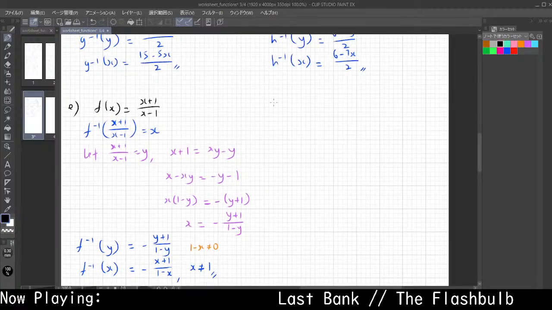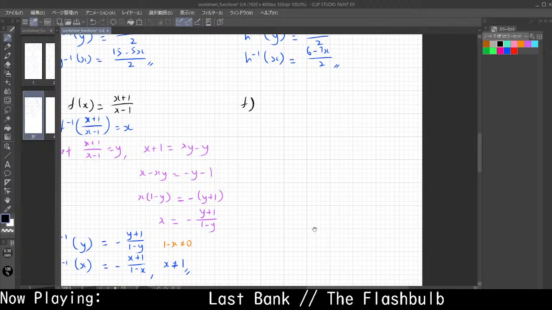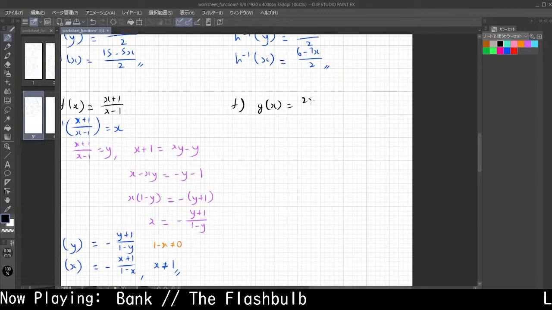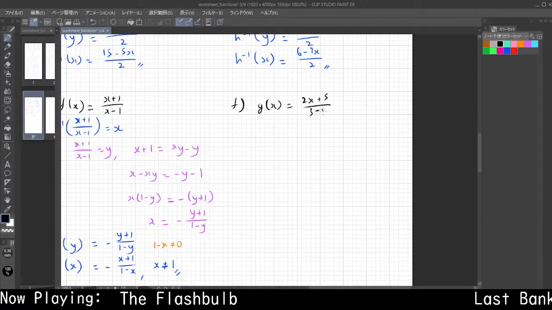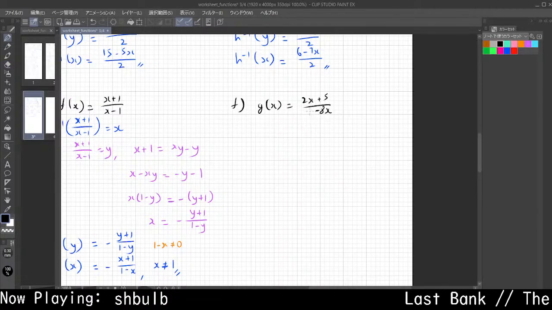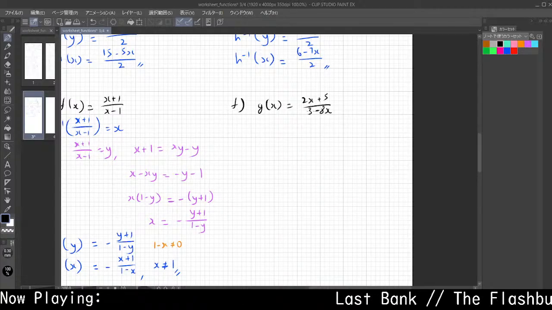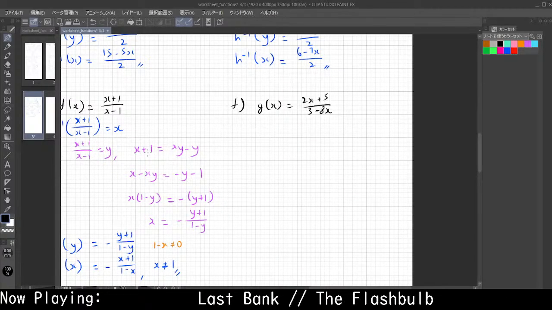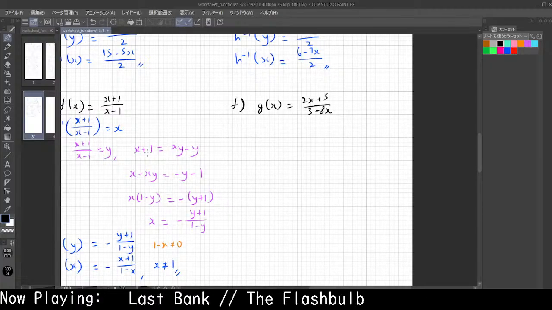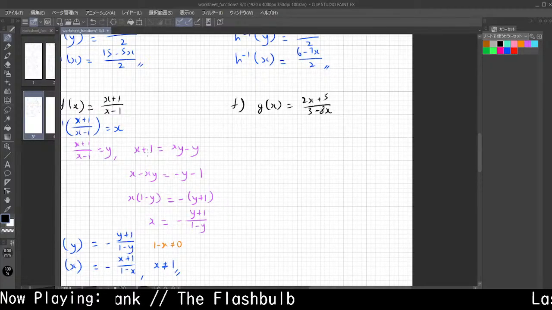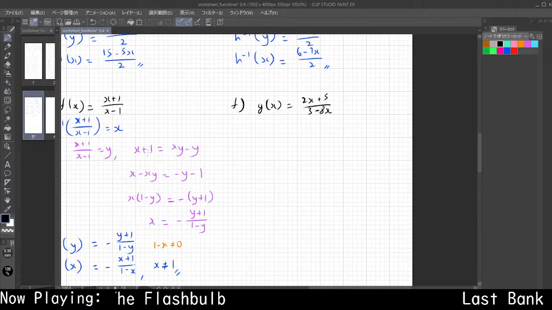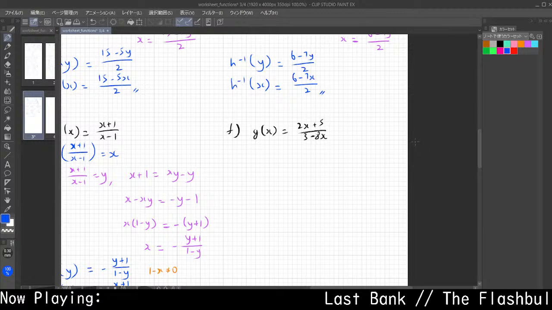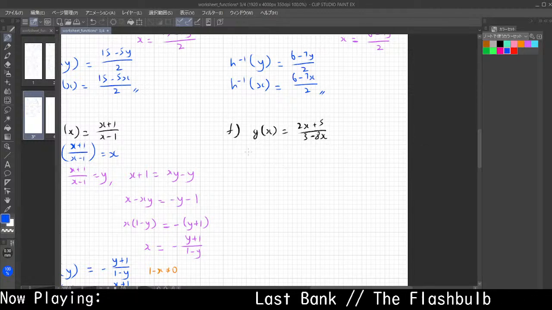F. g(x) equals 2x plus 5 over 3 minus x. See, if you have x both top and bottom, it is actually way easier to use the let equal to y method than the substitute f inverse into it method. If you substitute f inverse into this, you would face some difficulties. Quite a bit of difficulties actually. It will just be very hard to see.